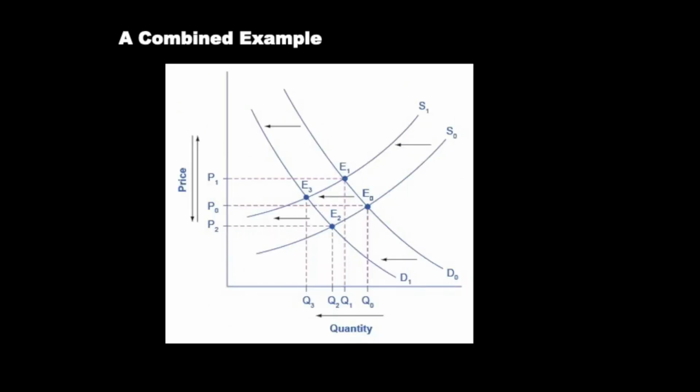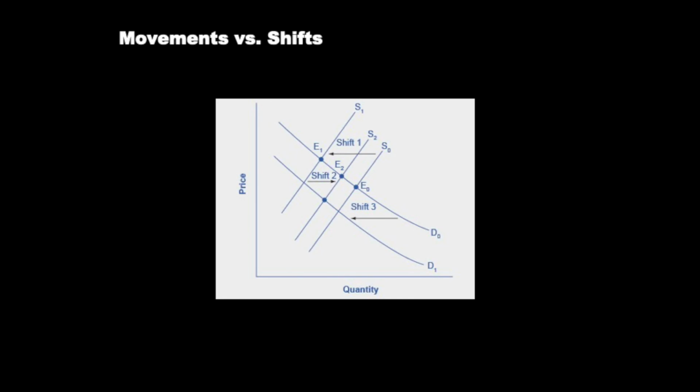Superimposing the two previous examples on top of one another, we see that the supply and demand shifts cause changes in the equilibrium price and quantity. We need to make sure to note that movements and shifts are different. A shift in one curve never causes a shift in the other curve. Rather, a shift in one curve causes a movement along the second curve.